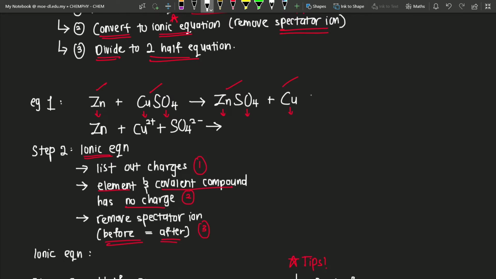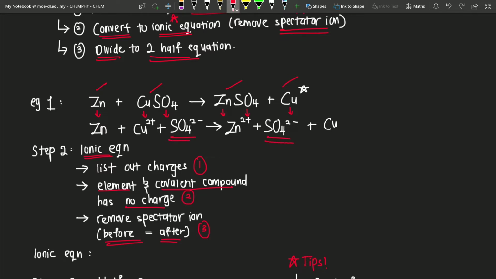Zinc sulfate is ionic compound, sebatian ion. So you guys will divide zinc sulfate into its respective ion. So you got ion zinc 2 plus and ion sulfate. And then you got copper, cuprum. Cuprum is unsur, so tak ada charge, Cu. So you guys have already list out all the charge and then you guys will cancel ataupun remove spectator ion, ion penonton. Sebelum dan selepas adalah sama, which is ion sulfate.